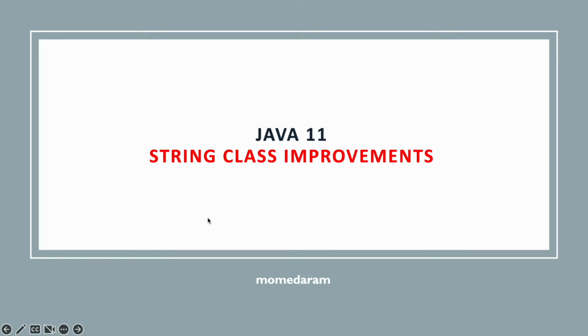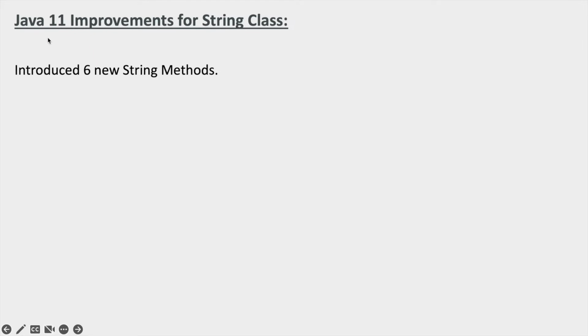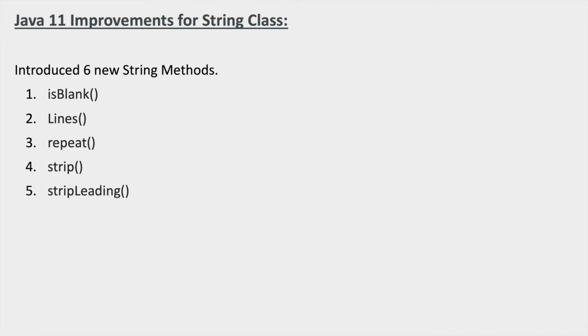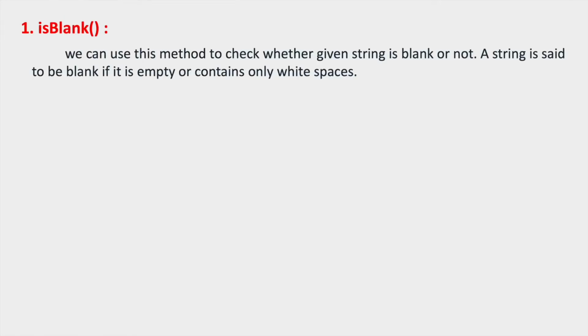Welcome to momedaram. In this video, we will see Java 11 improvements for the String class. As part of the Java 11 improvements, they have introduced 6 new string methods. Those are isBlank, lines, repeat, strip, stripLeading, and stripTrailing. These are all the 6 methods they have introduced as part of Java 11. Now let us see them one by one in detail.